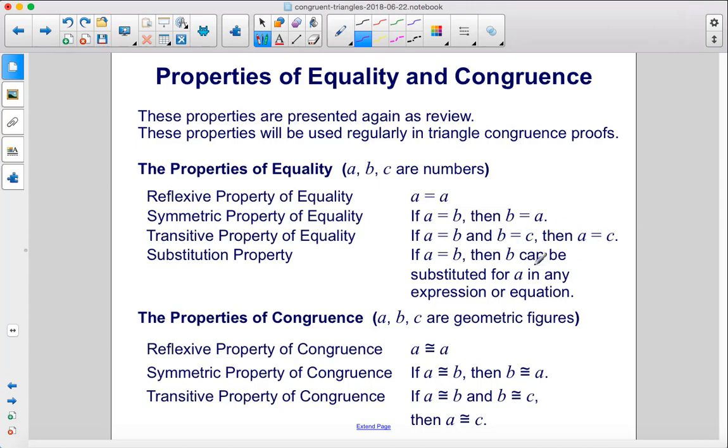Substitution property, if A equals B, then B can be substituted for A in any expression or equation. The properties of congruence, where A, B, and C are geometric figures. Reflexive property of congruence, A is congruent to A. Symmetric property of congruence, if A is congruent to B, then B is congruent to A. Transitive property of congruence, if A is congruent to B and B is congruent to C, then A is congruent to C.